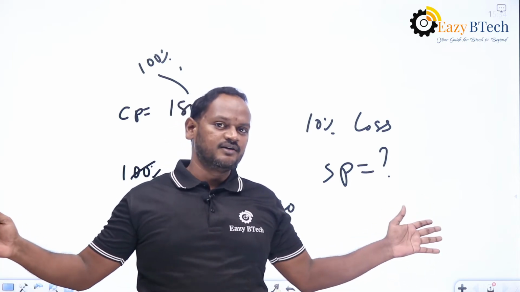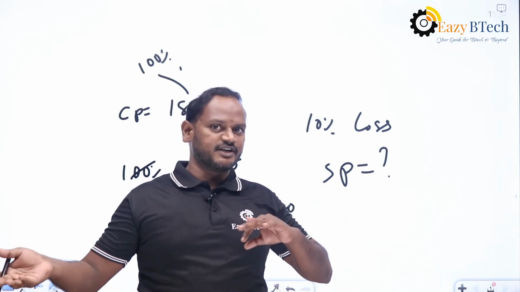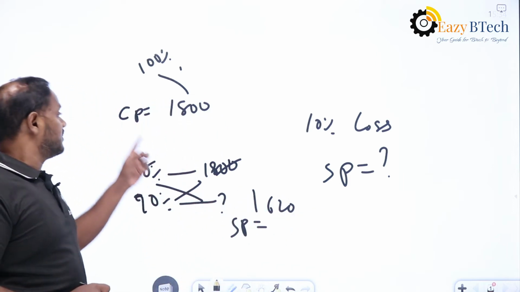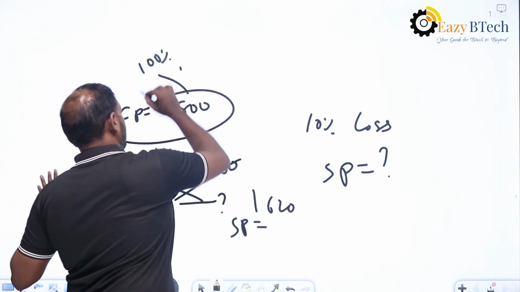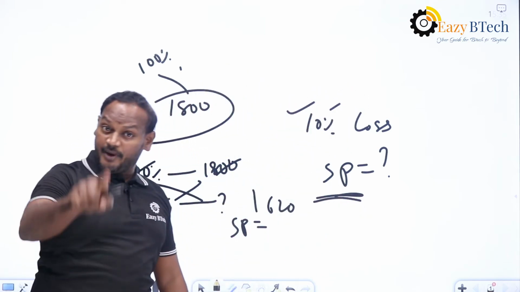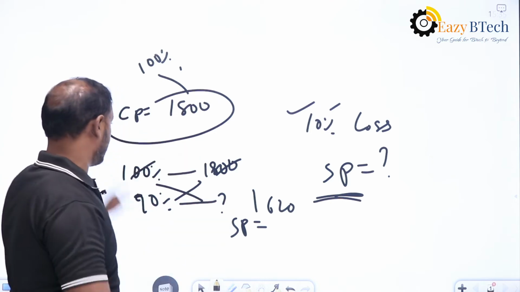Model number 1 is what? How to convert into percentage, profit percentage, loss percentage. Model number 2 is what? If he has given cost price value, it may be loss or profit. How to decide selling price? Okay. Basics should be very strong. After that, we can go for the advanced level.